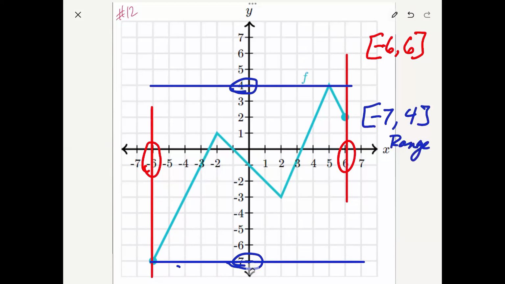And this up here would be the domain. So any number between a -6 all the way over to a +6, I can get to. That's an input. And any number between a -7 and 4, that's an output. Those are the y values. All right, so now let's do another one.